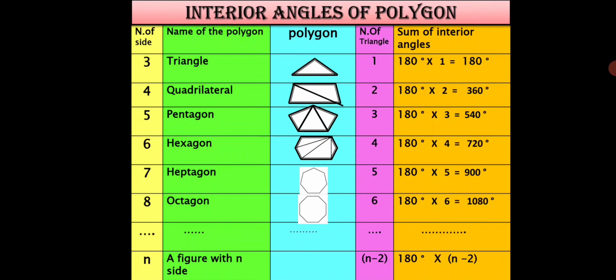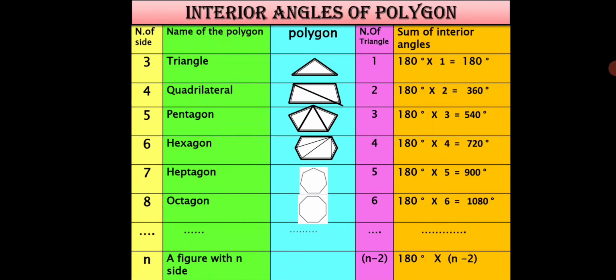Next polygon, its name is pentagon. Here 3 triangles are formed. That's why its measure is 540 degrees. Next figure, that is polygon, hexagon is given here, and here 4 triangles are formed. So that's why the sum of interior angles measure is given here 720 degrees.